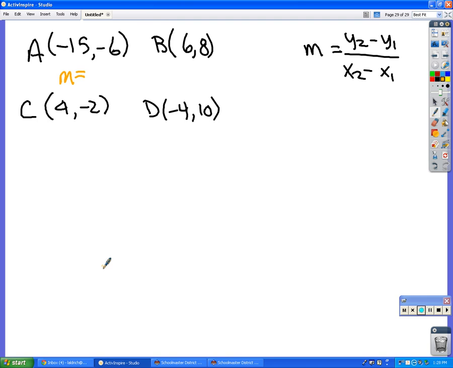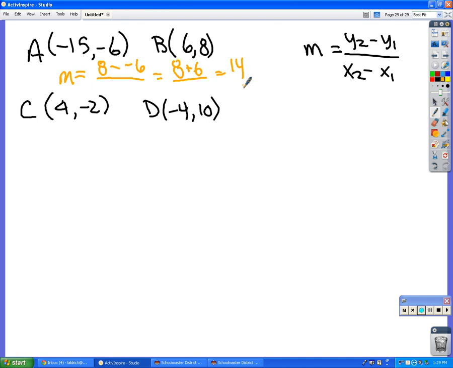Okay, so if my 2 points are A and B, what is y2? In other words, what's the y coordinate of the second point? 8. Here's my second point. It's x and y, so the y coordinate is 8. Minus, what is the y coordinate of the first point? Negative 6. And I want to take that, yes, so that's going to turn into really 8 plus 6, which is good, 14. Okay?